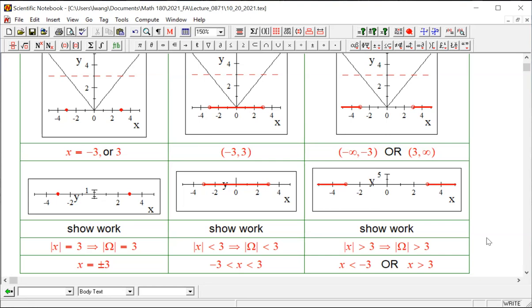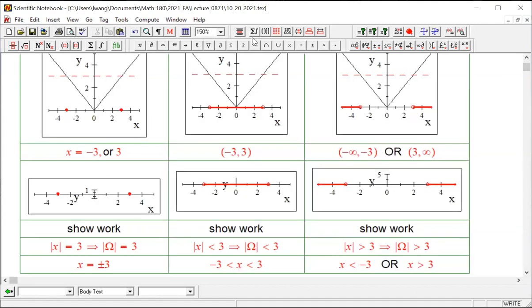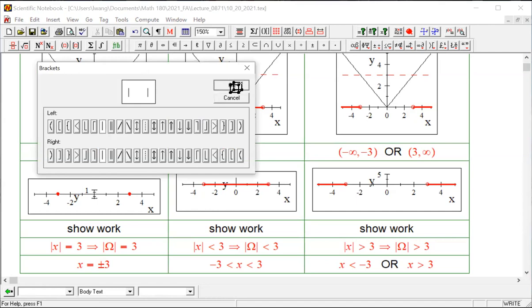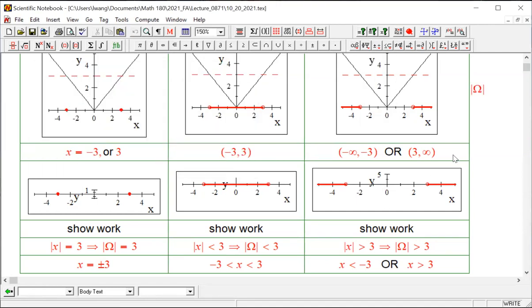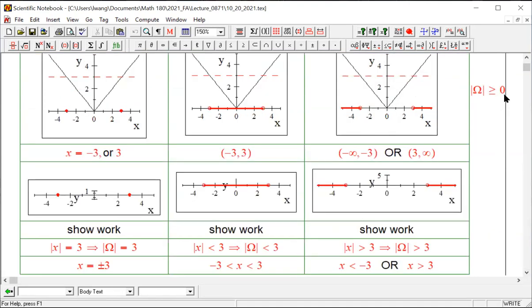And of course, the absolute value of baloney is what? The absolute value of baloney is greater than or equal to 0. Always. Okay, so you have that. So these are the 3 models.